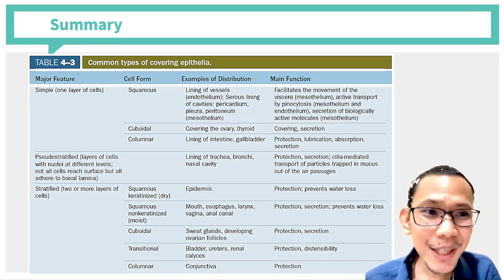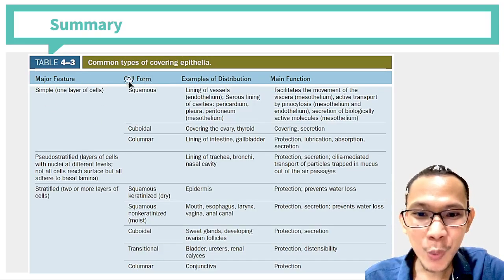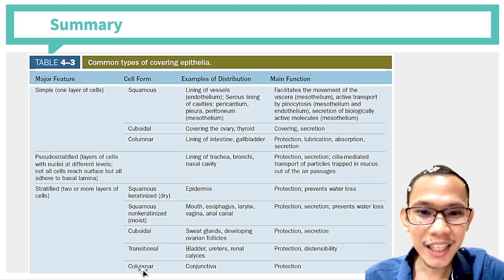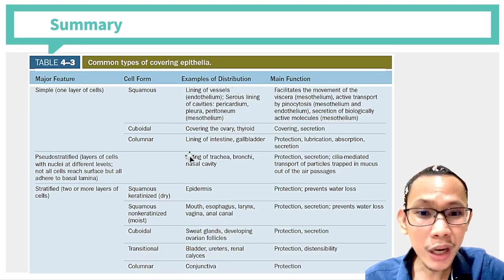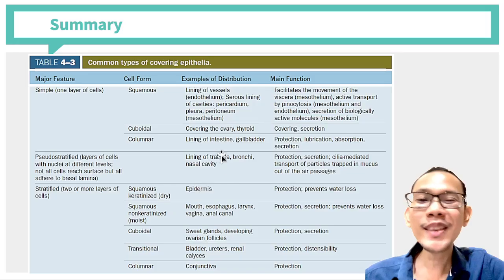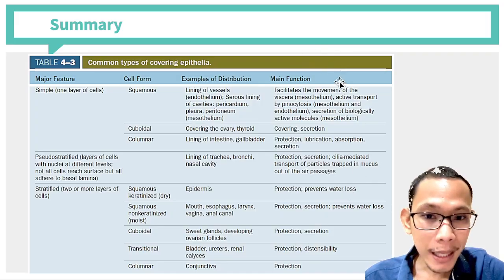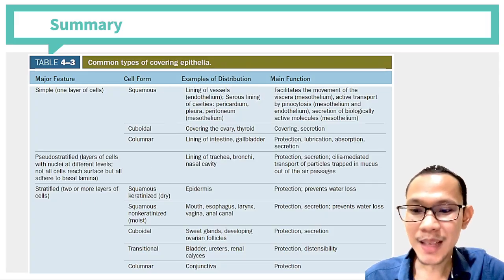This is just the summary of the things that we discussed a while ago. Again, you have your simple one layer, squamous, cuboidal, columnar. You have your pseudostratified, automatically that is columnar, right? You have a stratified keratinized, stratified non-keratinized, cuboidal, transitional, and columnar. Ito na yun, summary. You can just review this portion here because this will already give you a clue of the things that we discussed. Now, this table is found in your Junqueira. Now, I want you to read your Junqueira, ha? And these are now the major function. Okay? So, please, this is just a summary. So, kindly go over with this summary.